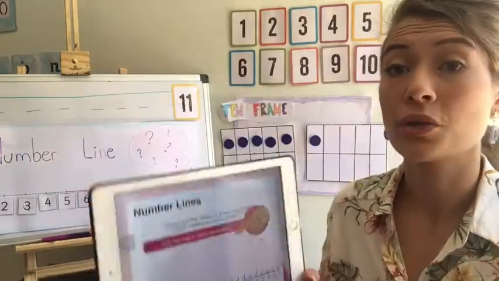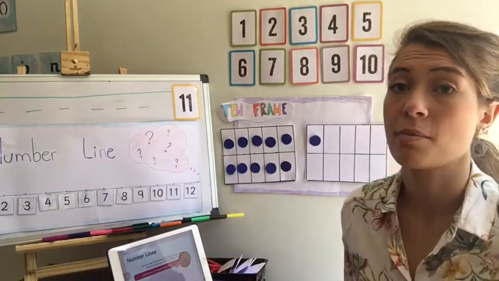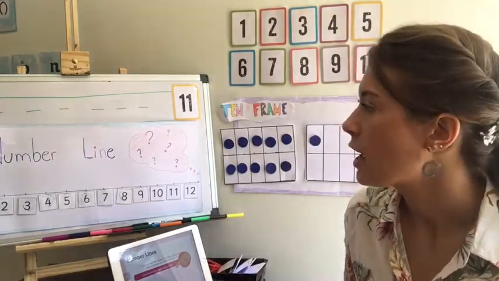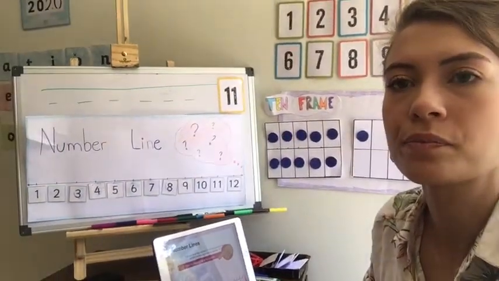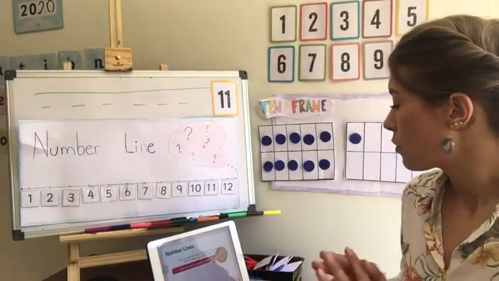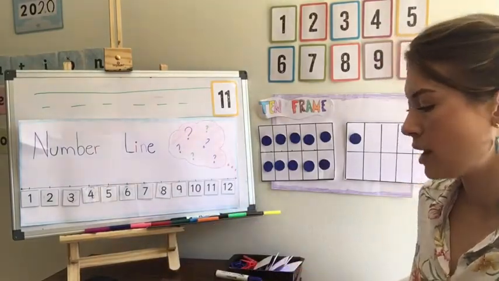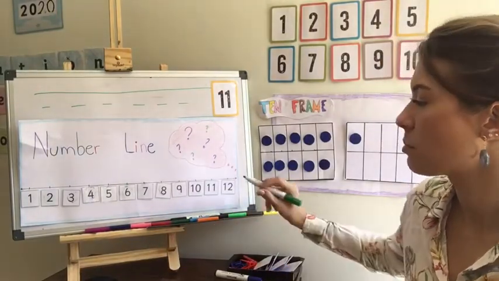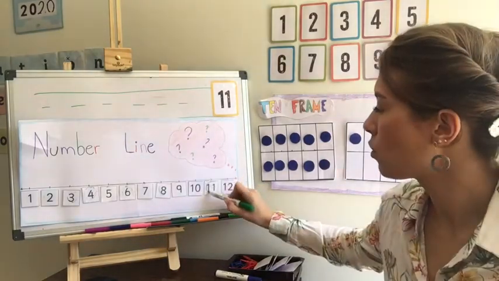Now we are going to have a look at the number line and how to represent the number 11 on a number line. As you can see here, we have our number line over here. Well, first of all, where is the number 11? The number 11 is here. Can you see? It's over here.